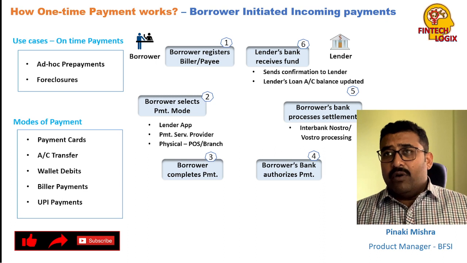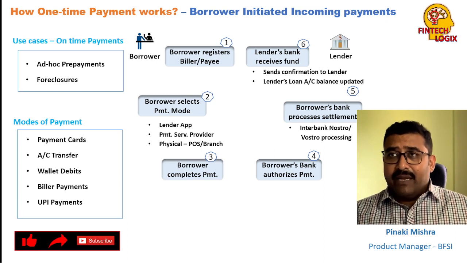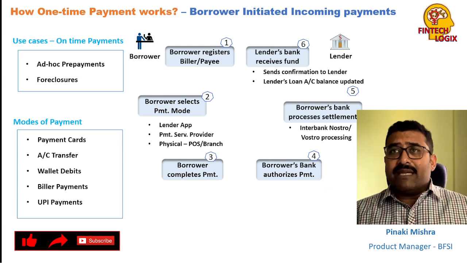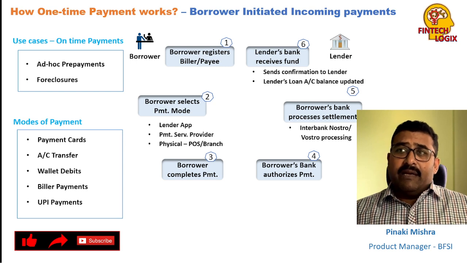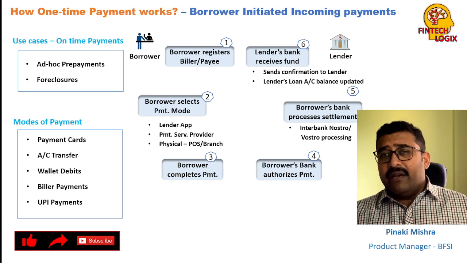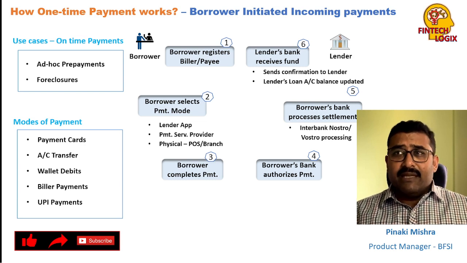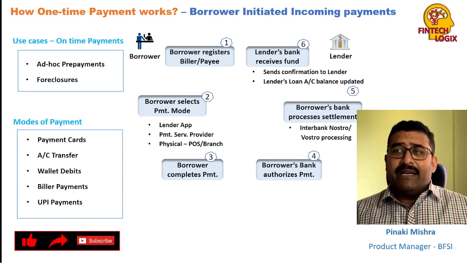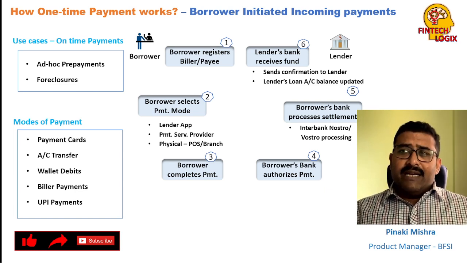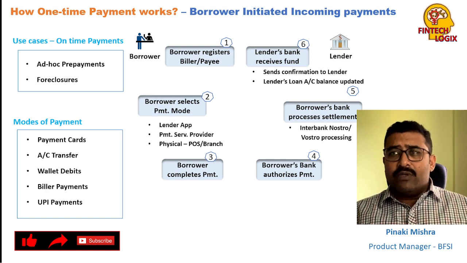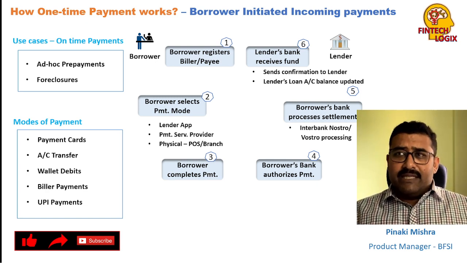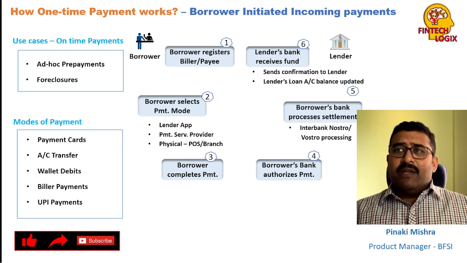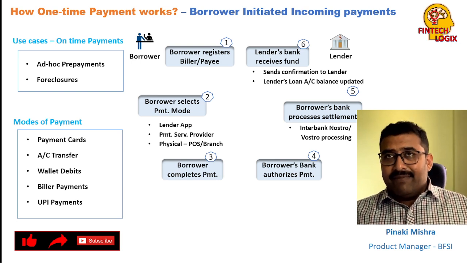The borrower's bank would authorize the payment, that the money has to go from the borrower's bank to the lender's bank, and then it would process the settlement as process number 5, following the same interbank, nostro and vostro processing. I'll cover nostro and vostro processing in a separate video because this is a huge topic of discussion. But at this point, for simplicity, understand that as per the interbank rules and regulations of processing these payments, that is settled. As and when the amount is settled from the borrower's bank, the lender's bank would receive the fund.